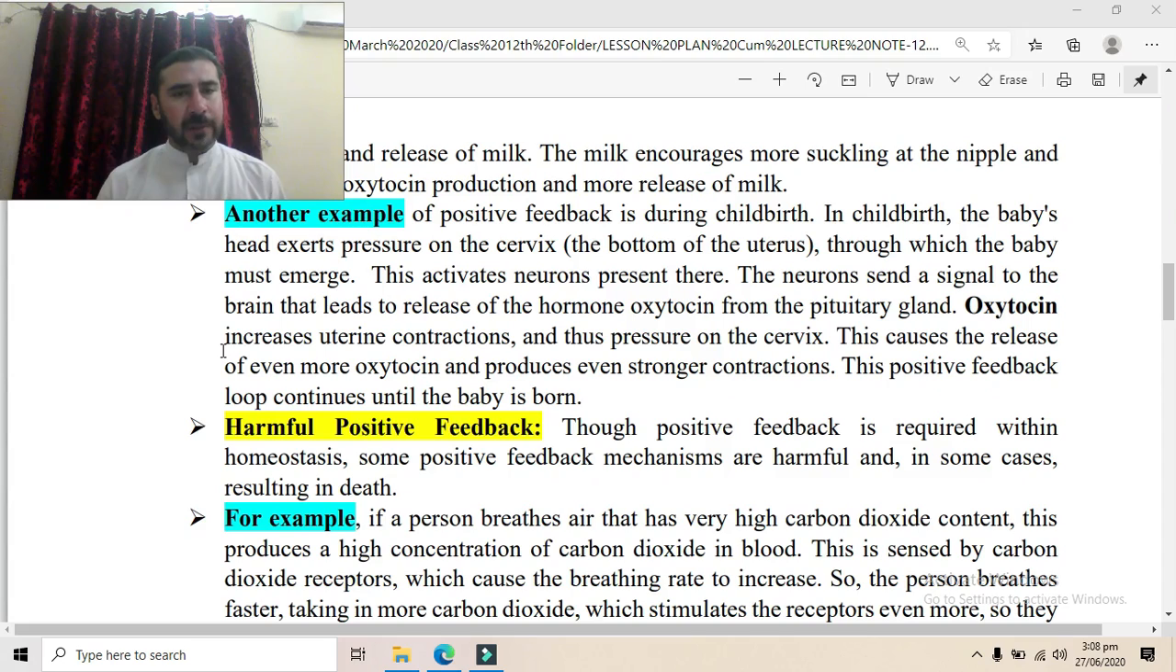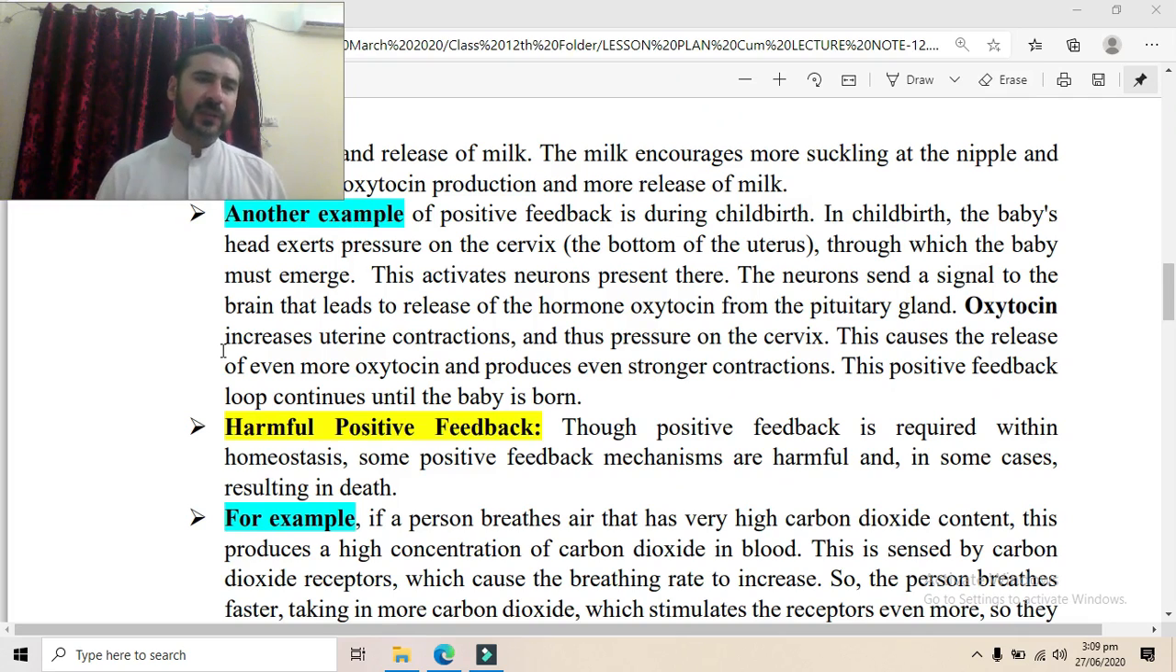Let's take another example, that is childbirth. This is another example of positive feedback. During childbirth, the baby's head exerts pressure on the cervix. The cervix is the bottom part of the uterus, and the baby will pass through the opening present in the cervix. Whenever the baby's head touches the cervix, it exerts pressure on it. The neurons are already present in the cervix, so the nerves will transmit this touching signal to the brain, the hypothalamus part of the brain.